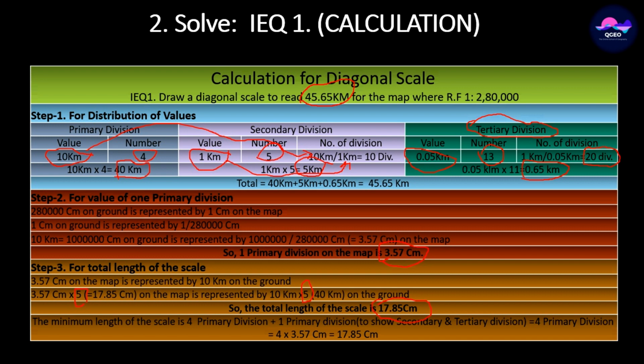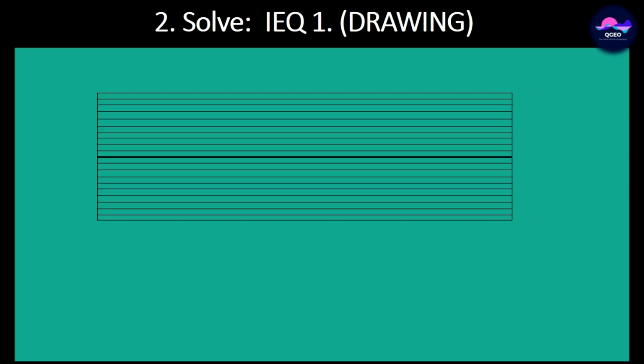Okay, now the minimum length of the scale: here the 4 primary divisions and another 1 primary division to represent the secondary and tertiary divisions. So the total length will be 5 primary divisions, 5 into 3.57, it will be 17.85 centimeter as the total length of the scale. The minimum length and total length are the same in this particular question.